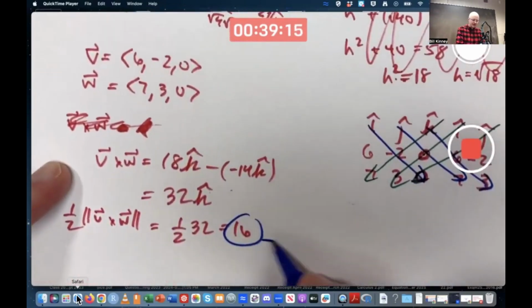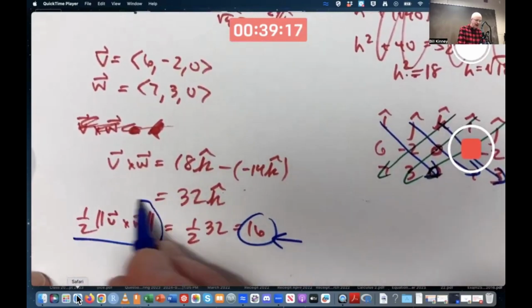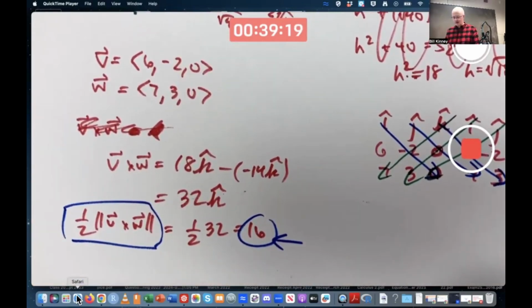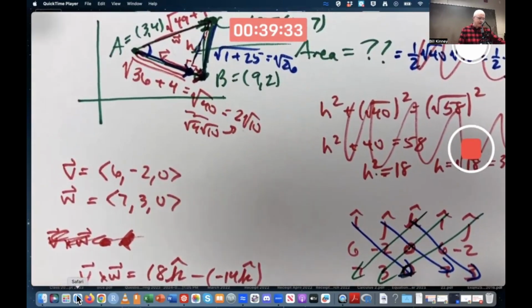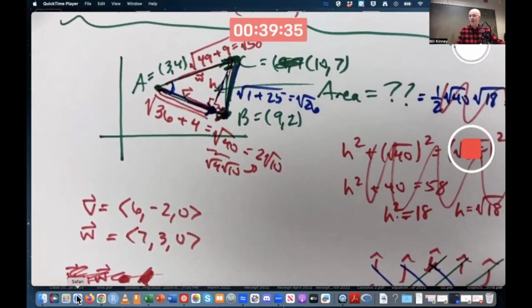The area of the triangle is 16. 1/2 times the length of the cross product is the area of that triangle. Meaning if you don't multiply by 1/2, you can also think of it as an area. You can think of it as double the area of this triangle, or you could think of it as an area of a parallelogram.